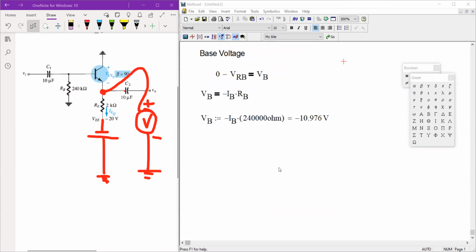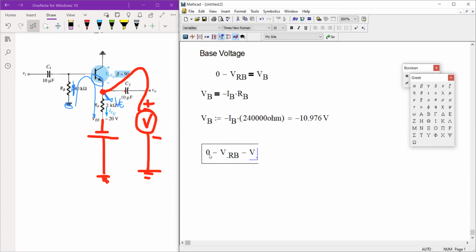So if you'd like to determine V sub E, or emitter voltage, that is simply, if you follow our loop going this way, 0 minus the voltage across R sub B minus V sub BE, and at this point, that is your V sub E. So 0 minus V sub RB minus V sub BE is equivalent to V sub E.